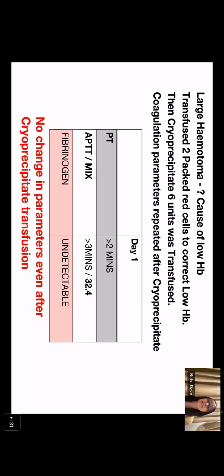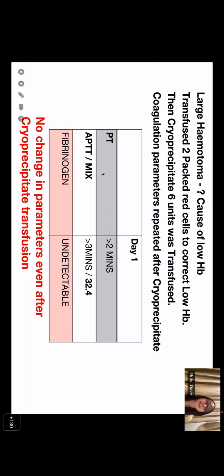But the physician still demanded products. He said he still wants the products because there is a large hematoma which can possibly explain the drop in hemoglobin. His hemoglobin was 7.1. So he asked for Paxils and cryoprecipitate in view of undetectable levels of fibrinogen. So cryoprecipitate was transfused. 6 units of cryoprecipitate were transfused, and these are the parameters seen after transfusing cryoprecipitate.